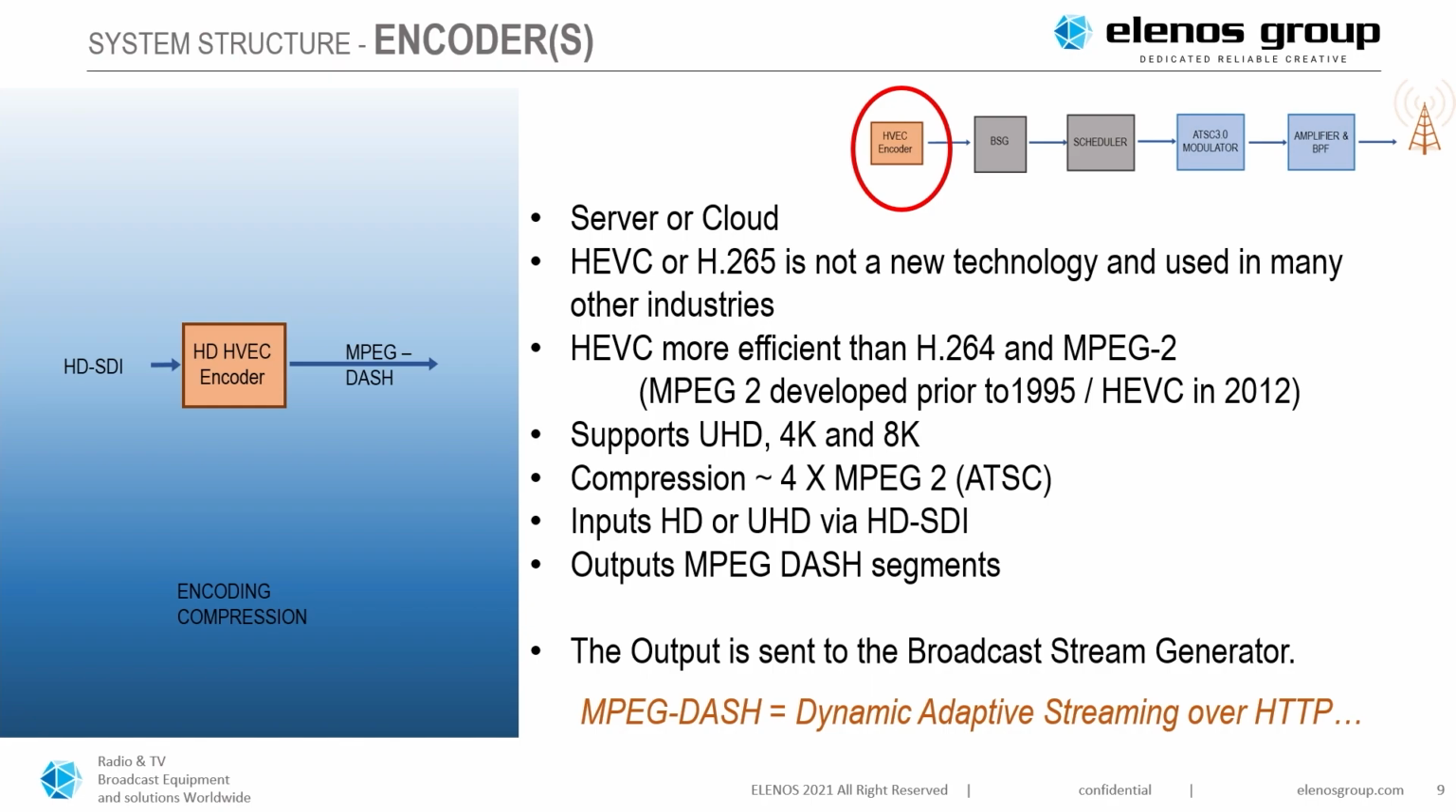The encoding is not new. It's a standard that's HEVC, high efficiency video coding. It's been around quite some time. It's fairly standard in the industry. One of the key issues here is that it is 4 times more efficient than our current ATSC1 standard. So straight off the bat, you've got 4 times the quality or 4 times the content of ATSC1 without doing anything at all.